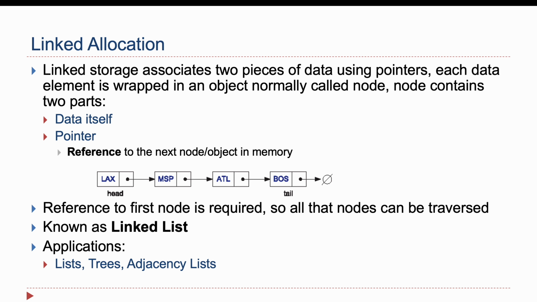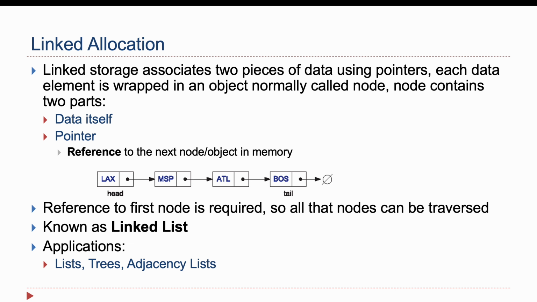Linked lists are the most common application of linked allocation. They are used to implement lists, trees, and adjacency lists. In a linked list, each node contains data and a pointer to the next node in the list. The last node in the list has a null pointer to indicate the end of the list.